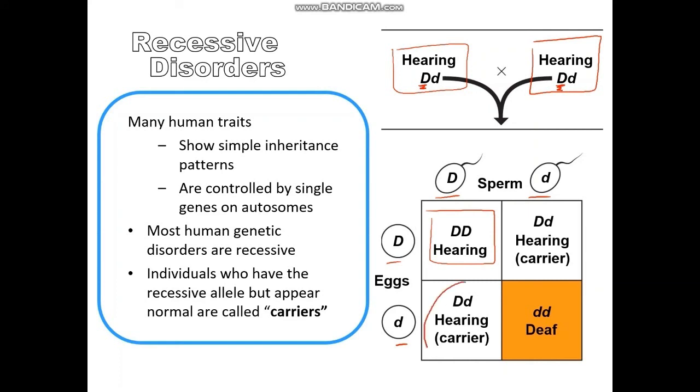There is a 50% chance that they're going to create offspring that are carriers for this condition but can hear just fine, just like the parents. But there is, in fact, a 25% chance that they're going to create offspring that are born deaf as a result.